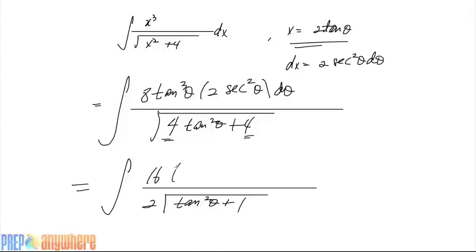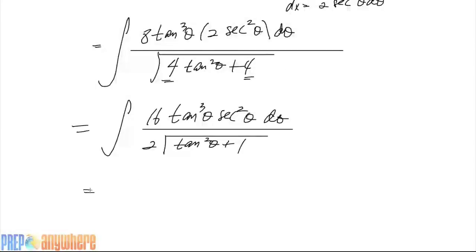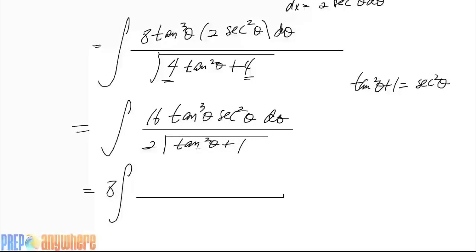Let's reduce, and you get 8, which I'm going to put out in front of the integral sign. And at the bottom, tangent squared theta plus 1 is equal to secant squared theta, so the square root of that is just secant.